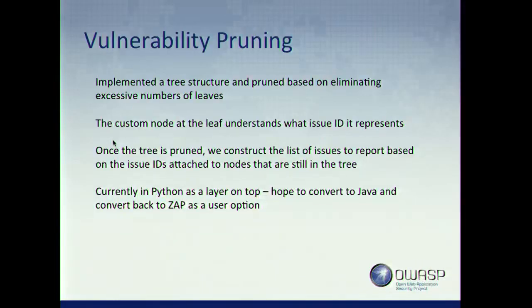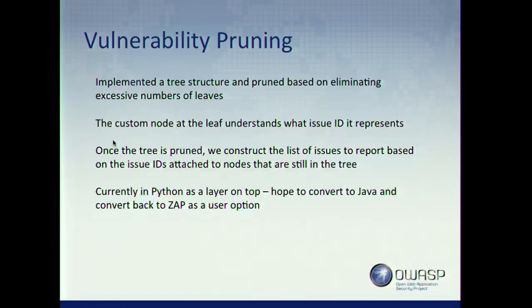So we did implement it with a tree structure. The custom node at the leaf understands what issue ID from the ZAP API that leaf represents. So after we do a pretty standard prune on the tree, we just look at what IDs are still in the tree, and we only pull those IDs out of the ZAP API. So it was easiest for us to develop this as a Python layer on top of ZAP using the API.